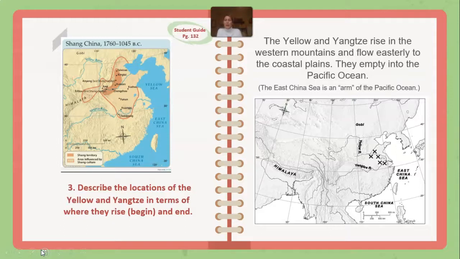So just a side note, you see on this map here the South China Sea, East China Sea, Yellow Sea. Those are all areas or arms of the Pacific Ocean. So the East China Sea is an arm of the Pacific Ocean. So they empty into the East China Sea, which is also the Pacific Ocean.